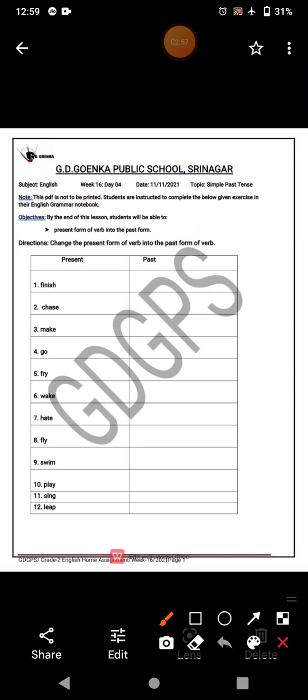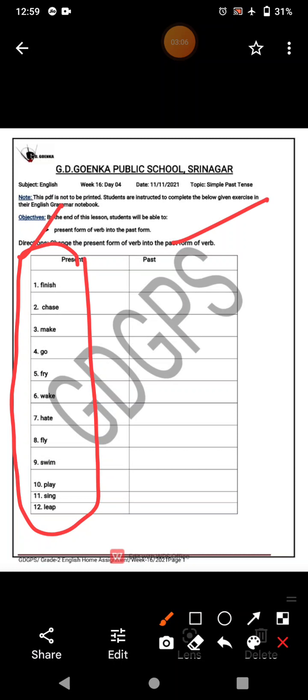Let me tell you what you have to do. Change the present form of verb into the past form of verb. So we have some present verbs here. We have to change them into the past. And while doing that, you all have to remember the rules that we have done in the class. I'll help you with the first one. Rest you will do yourself.